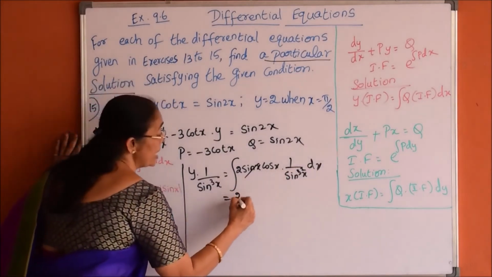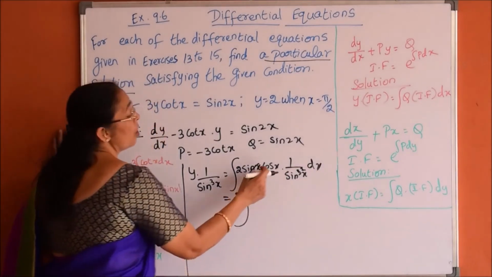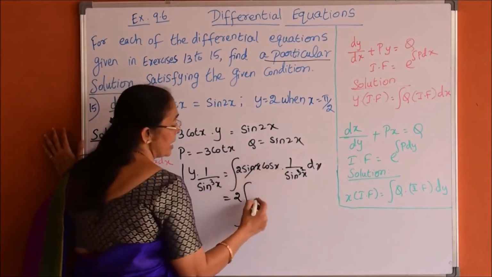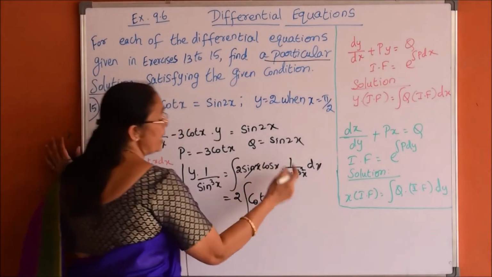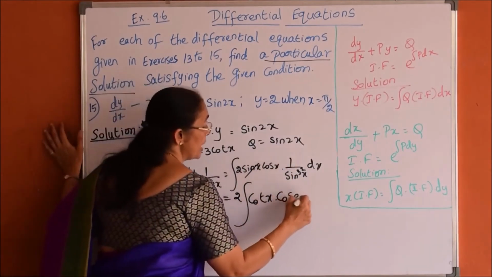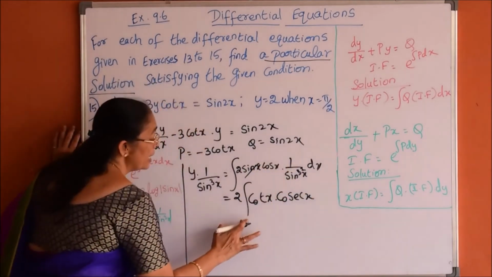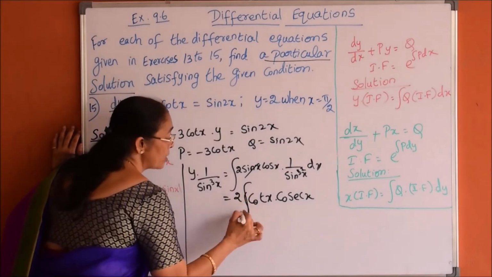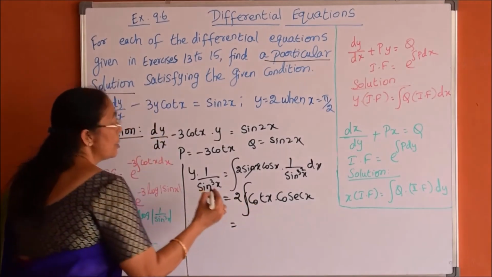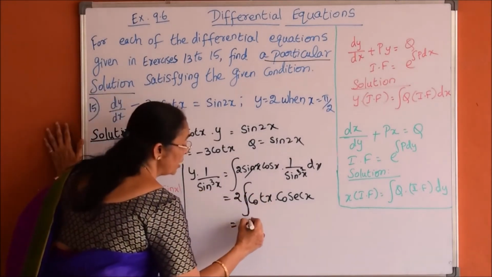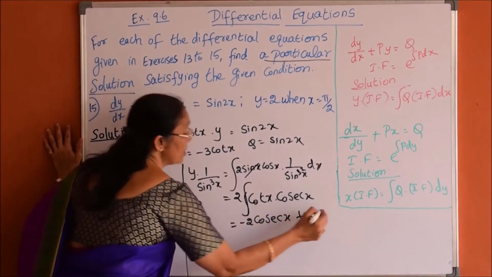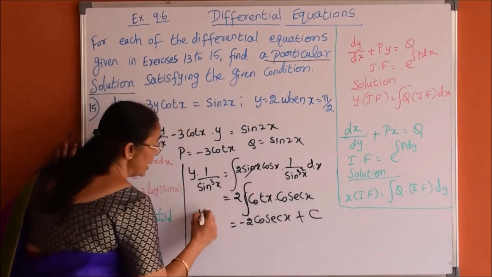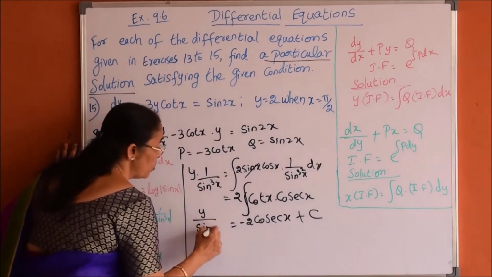So twice integration of cos x by sin x, I can take, which is cot x, into 1 by sin x is there, cosecant x. Now integration of cot x cosecant x is nothing but minus cosecant x, outside 2 is there, minus 2 cosecant x plus c. Now left hand side y by sin cube x.